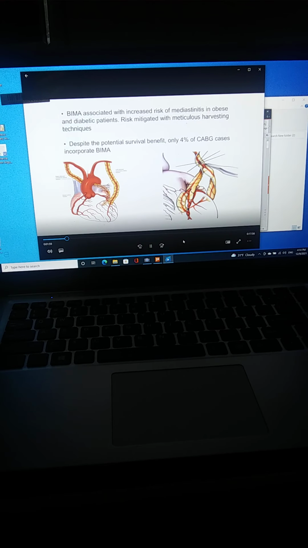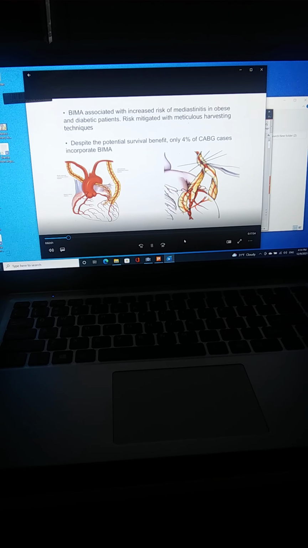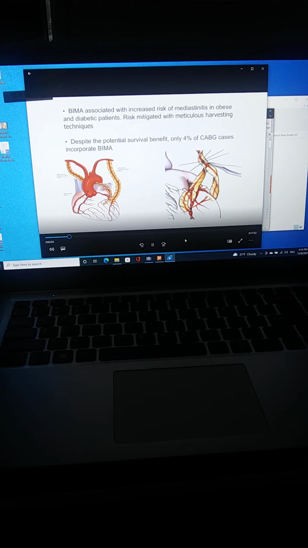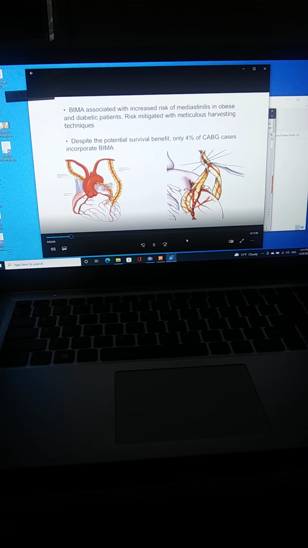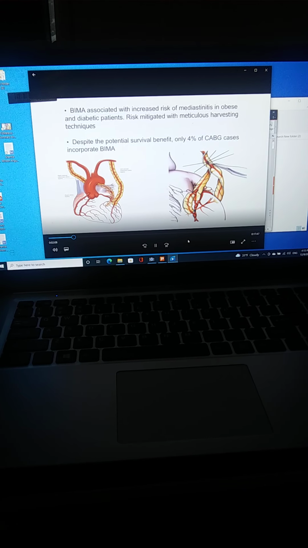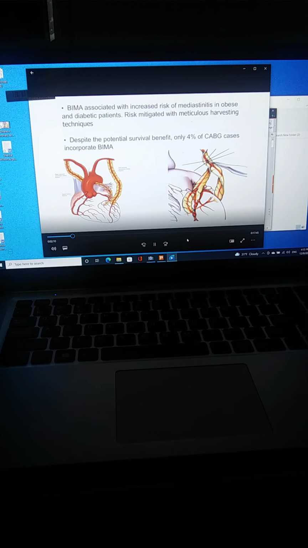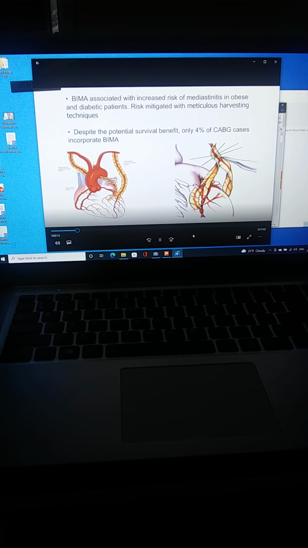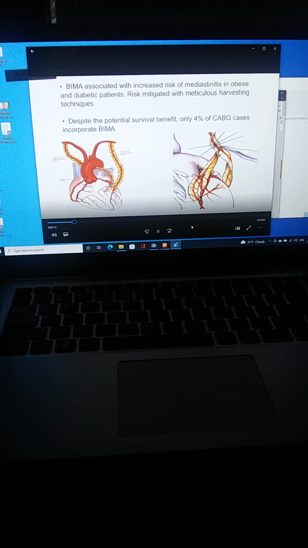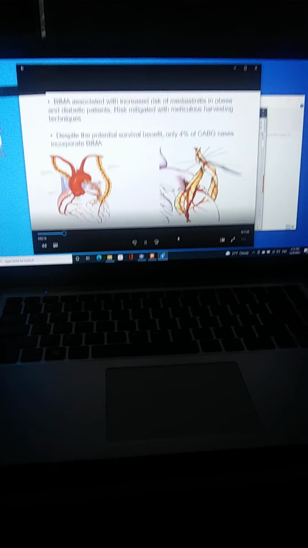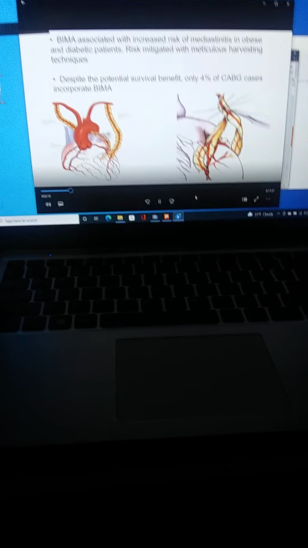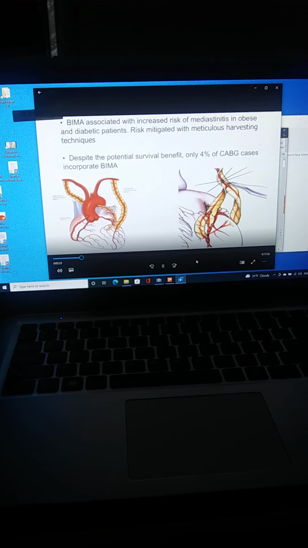Despite the potential benefits of a bilateral internal mammary artery revascularization, only 4% of CABGs performed in the US utilize the bilateral internal mammary artery technique. There are concerns about increased risks of mediastinitis and sternal wound complications, but those could be mitigated with skeletonization and meticulous harvesting techniques. In this video, we start by showing the harvesting of the right internal mammary artery.